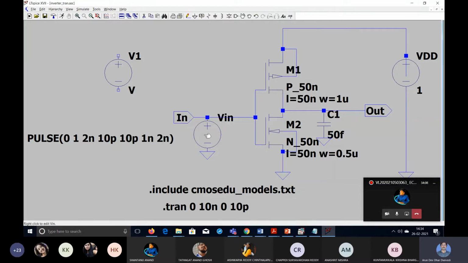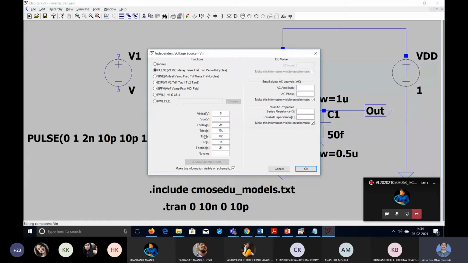This modification is visible if I right click here: the initial value is given 0 and the on value is 1. Initial value 0, on value 1 means the pulse switches between 0 and 1. When it is on, it is 1 volt. When the pulse is not present, in an off condition, it is 0 volt. So the total time period, with high and low all included, will be considered. Also there is a delay: the pulse does not start until 2 nanoseconds.